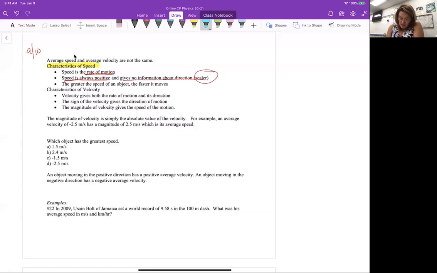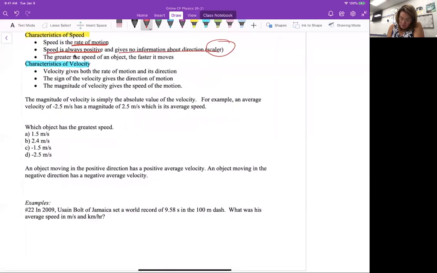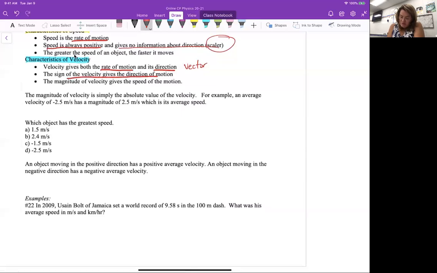That makes sense. All right, what about characteristics of velocity? Velocity gives us both the rate of motion, similar to speed, but it also gives us direction. And that's why this is called a vector. Vector quantities have a magnitude and a direction. The sign of the velocity gives us the direction of motion. So when we have a negative, that just means it's to the left, or whatever direction we decide negative is. The magnitude of the velocity gives us the speed.